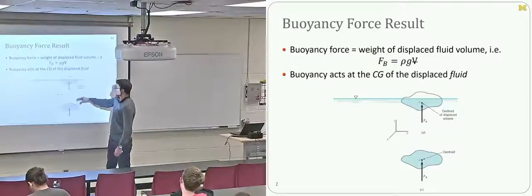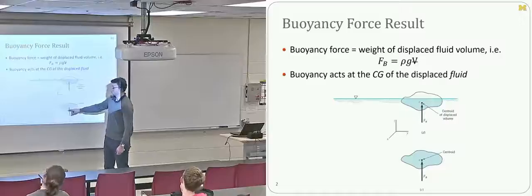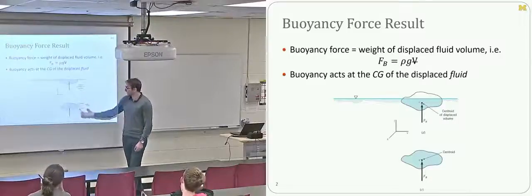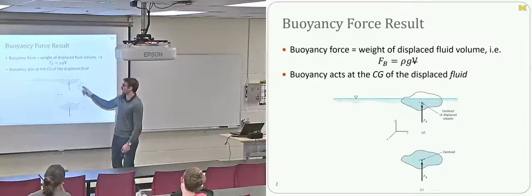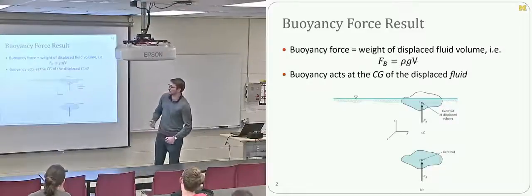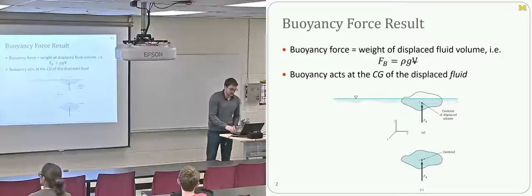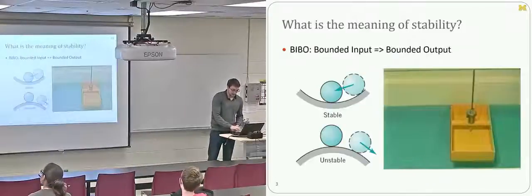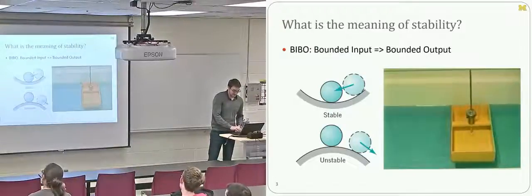If it's something that's floating on the surface, or if, for example, you attached a weight to the bottom of this, then all of a sudden you're moving the center of gravity relative to the center of the displaced fluid, and as a result, the center of buoyancy and the center of gravity are no longer at the same location. And so this gives rise to our notion of stability.